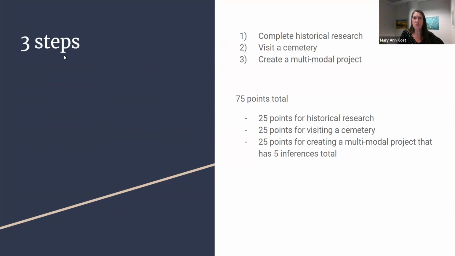So there's three steps to the cemetery project. One is complete historical research. You already saw that slide. I'll go over it in a minute. We're going to visit a cemetery. Just by showing up, you get 25 points. All right, just by showing up. And then the other 25 points is to create a multimodal project, which I will go over in a minute. So 25 points for historical research, 25 points for visiting a cemetery, and 25 points for creating a multimodal project with 5 inferences total.